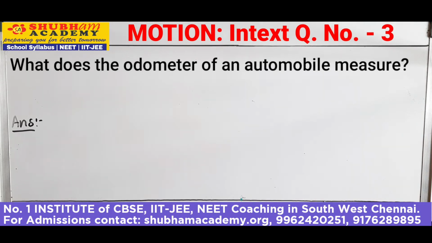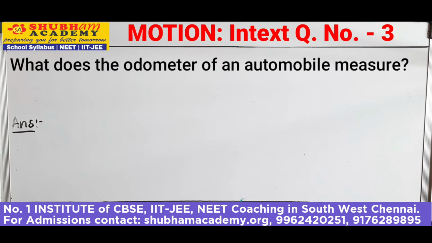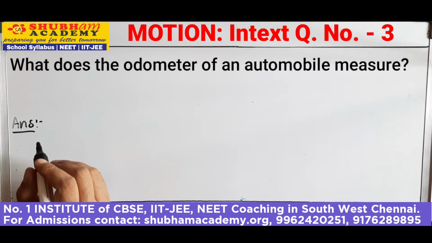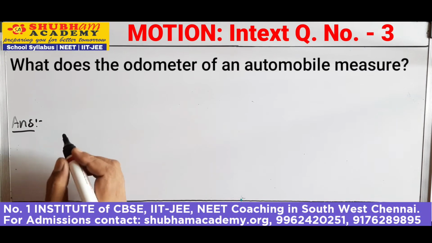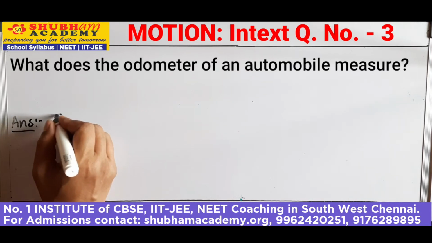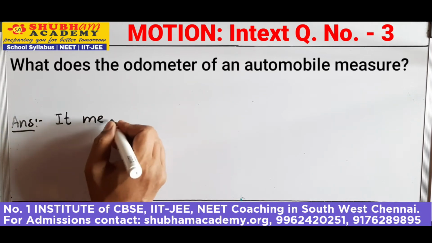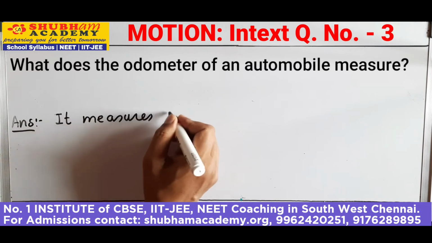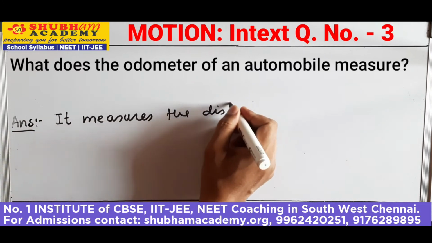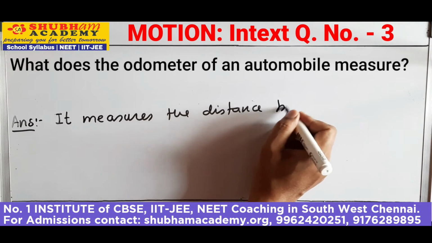We have two types of meters in our vehicle, car or bike or anything. One is the odometer and the other is the speedometer. Speedometer tells you with what speed you are moving, and odometer tells you what distance you have covered, right? So the question is, what does the odometer of an automobile measure? It measures the distance travelled.